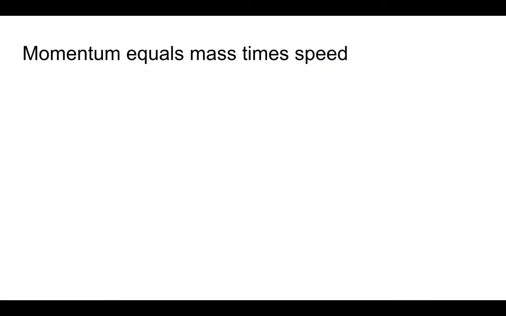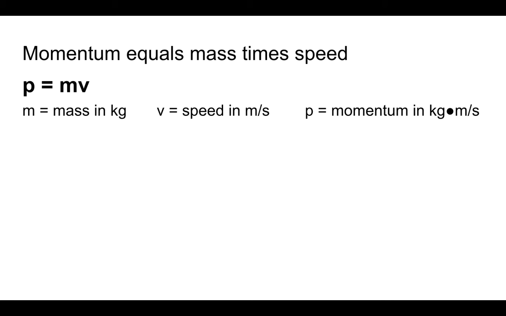So momentum equals mass times speed. This is what the equation looks like. It looks like P equals mv. M stands for mass, and the units for that is kilograms. V stands for speed, and our units are meters per second. And P stands for momentum.